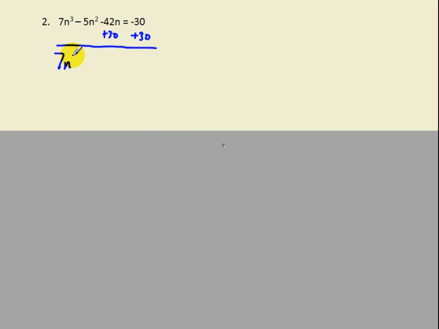Now we have 7n cubed minus 5n squared minus 42n plus 30 is equal to 0. Whoops, equal to 0. So now look at the ratio of coefficients. Here we have 7 to 5. Here, if we divide each of these by 6, we get a ratio of 7 to 5.